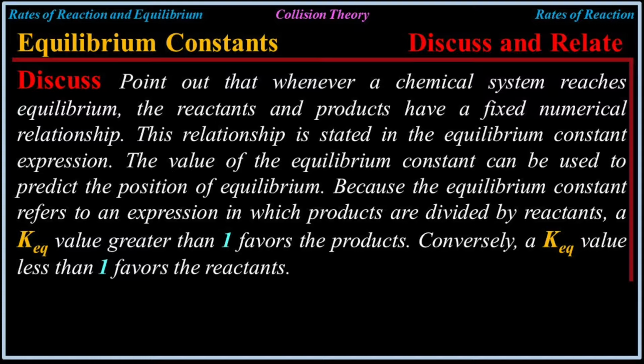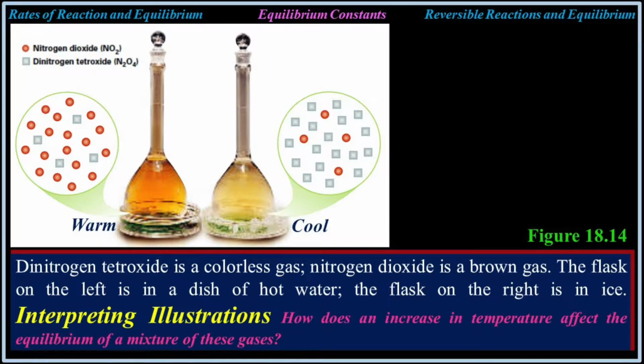The value of the equilibrium constant can be used to predict the position of equilibrium, because the equilibrium constant refers to an expression in which products are divided by reactants. A Keq value greater than 1 favors the products. Conversely, a Keq value less than 1 favors the reactants.